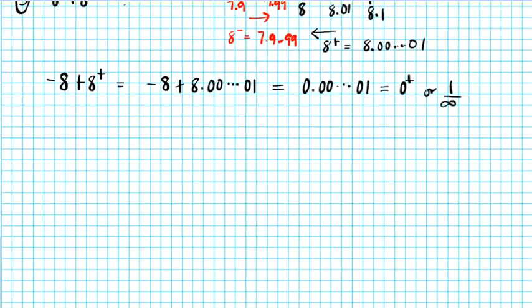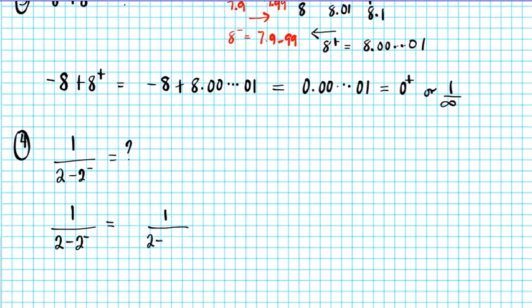This one involves dividing. For problem number 4, what if we are to find 1 over 2 minus 2 from the left? Okay? 1 over 2 minus 2 from the left. You're getting really, really close to 2 from the left. So let's say that's your number line. You have 2 right here. 2 from the left, this is 2 from the left.